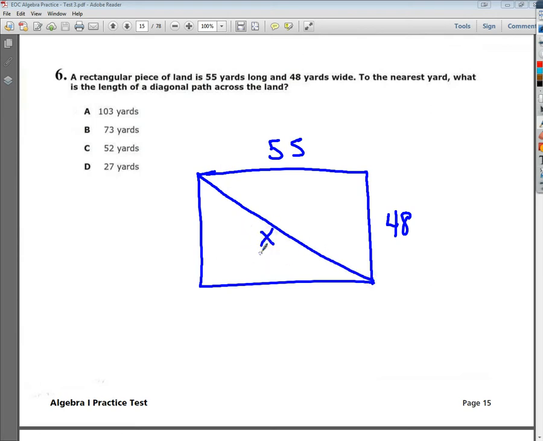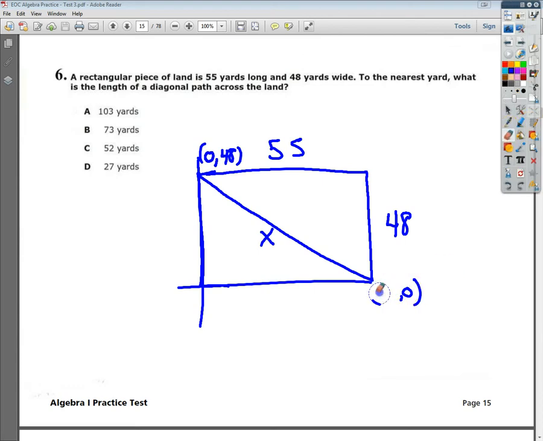The reality is I need to look at what shape they're asking me about as opposed to finding it. I mean, theoretically, you could set points on the coordinate plane. So if I wanted to do this coordinate plane and set this point at 0 and 48, and this point at 55 and 0, then I could use the distance formula, or I can use what the distance formula is based on originally, which is, of course, the Pythagorean theorem.